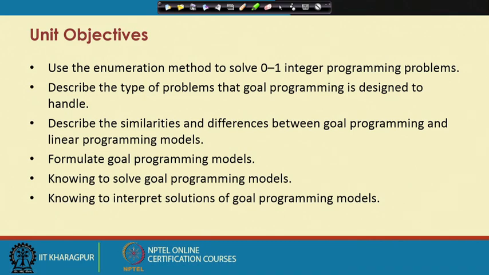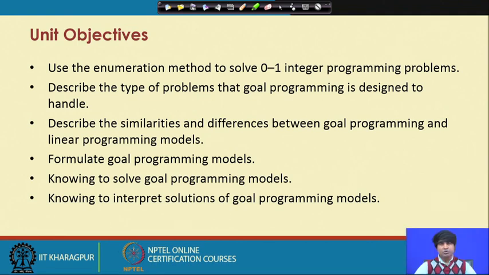So, we would like to know the method to solve 0-1 integer programming and describe the type of problems that goal programming is designed to handle. And again we would like to check the similarity between goal programming and linear programming, and we would like to know the formulation of goal programming models, the structure of how to solve goal programming models, and how to interpret the solution of the goal programming model.